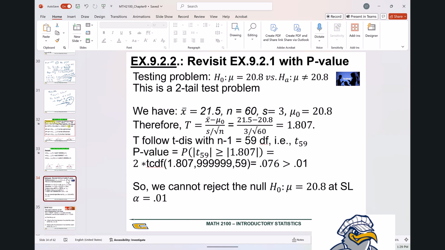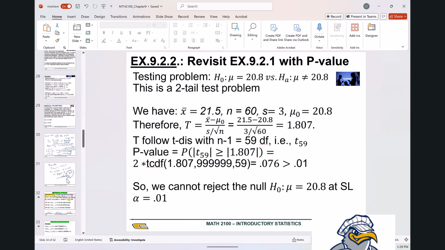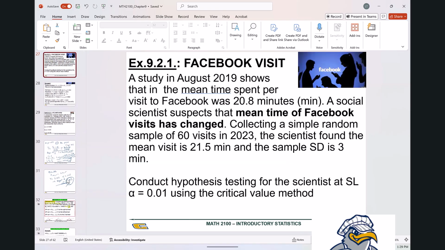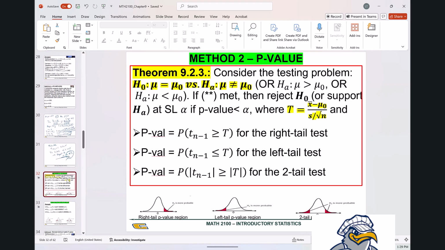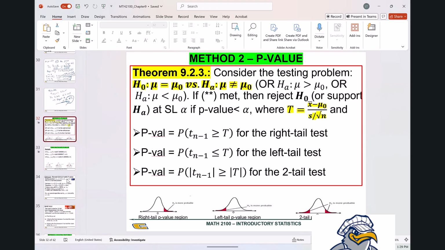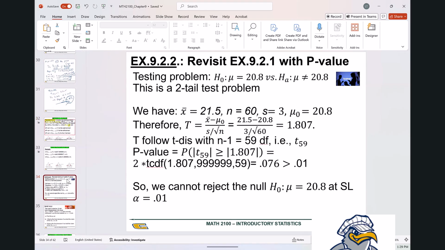And you can see that this value is much bigger than 0.01, because in this problem you look at the 0.01 significance level. So if your p-value is less than alpha, then you can reject. But in this case, your p-value is greater than alpha, so you cannot reject the hypothesis here.